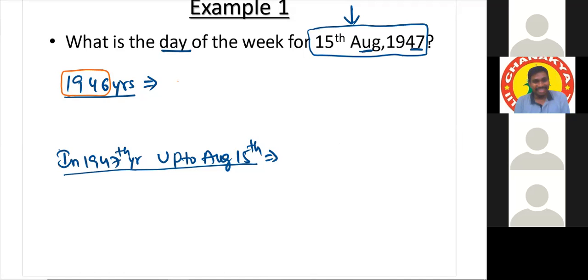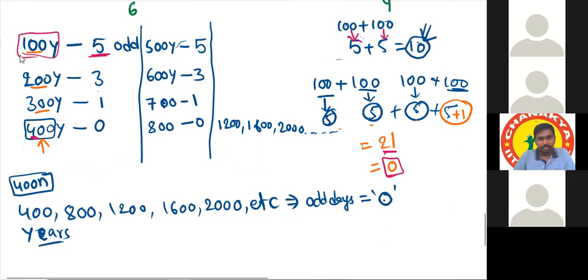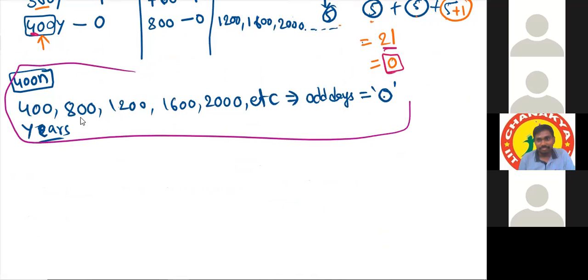Sir, for 19 centuries, we can find one way, and then for 46 years, we can find it separately. So we can add 21 plus 53, which will be 74. No. Wait. See here. Just now we have covered this one. We can use 1900, like 1600 we can find out, then 300 years we can add, and then find the rest.